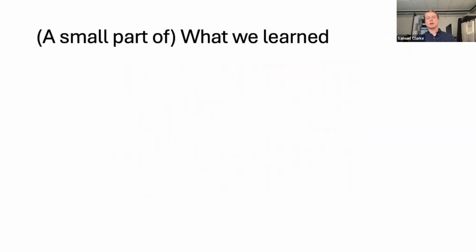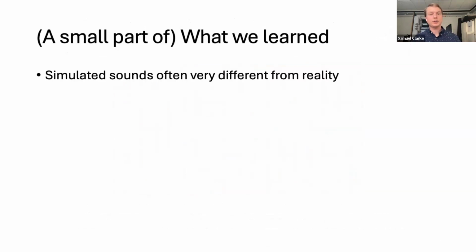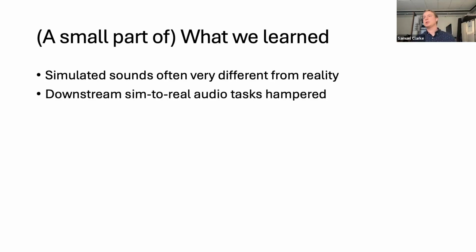So here's a few learning experiences we got from this project. First of all, the simulated sounds are often very different from reality. There are methods of simulating sounds of rigid objects. And if I took an object like this beaker and had a mesh and material properties of it, and I simulated the sounds using one of these frameworks, if I played those sounds for you, you might not necessarily be able to tell that they weren't real sounds. But once I get the real object and play the sounds of the real object, you'll notice a major difference in the simulated sounds versus the real sounds. So this hampers downstream sim to real audio tasks.